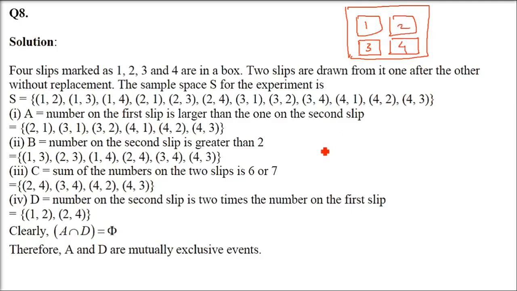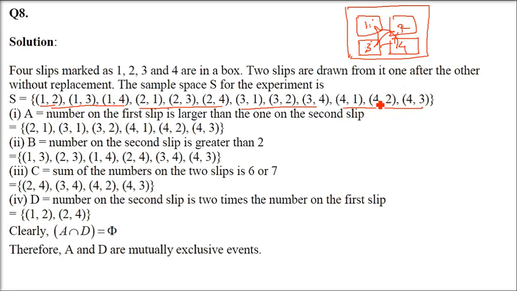What is the sample space? Fix one and combine it with the others. So the method is: fix 1, combine it with 2, 3 and 4. So 1,2; 1,3; 1,4. Then fix 2: 2,1; 2,3; 2,4. Then fix 3: 3,1; 3,2; 3,4. Fix 4 now: 4,1; 4,2; 4,3. This is the sample space.